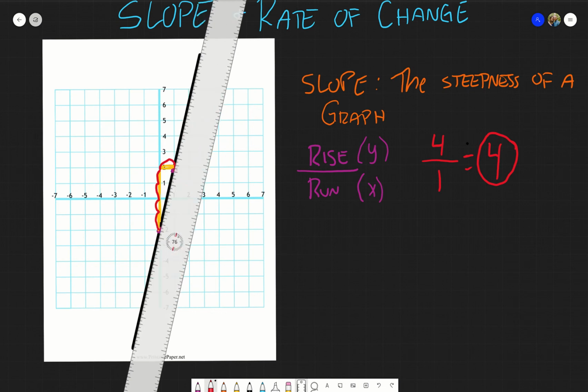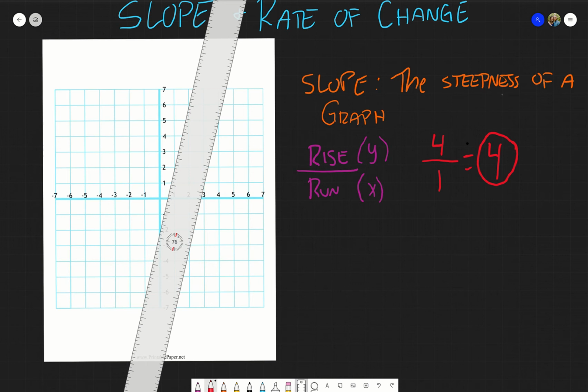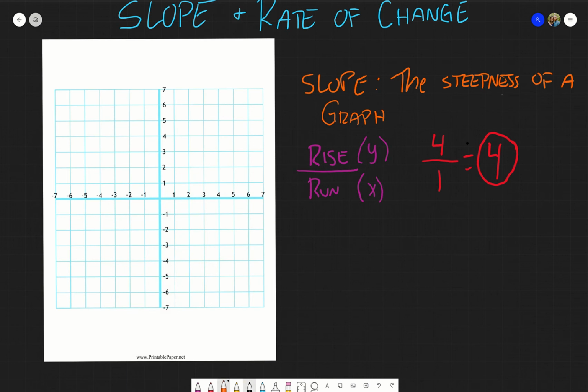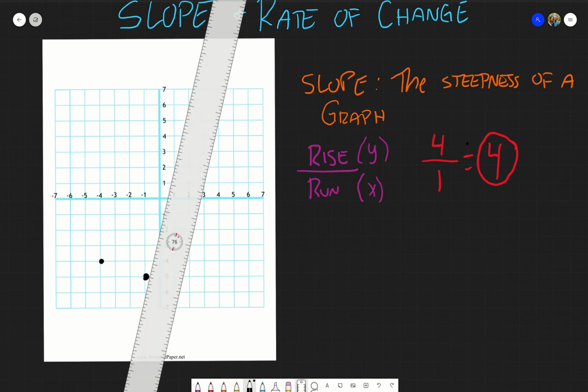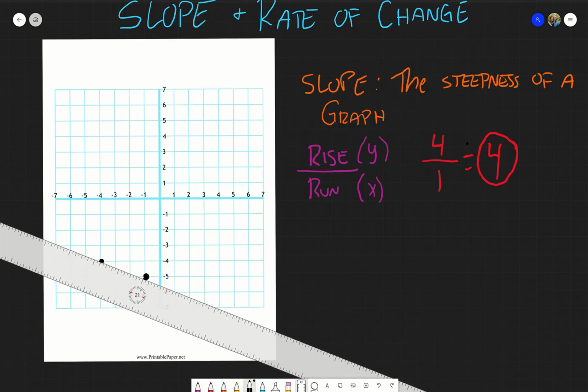Now, let's get rid of this. Let's say I had a graph that looked like this. Actually, let me give you some points first. We'll do a point here and here. We'll do 2 points there and there. And let's graph this by using my ruler so I have a nice good straight line.